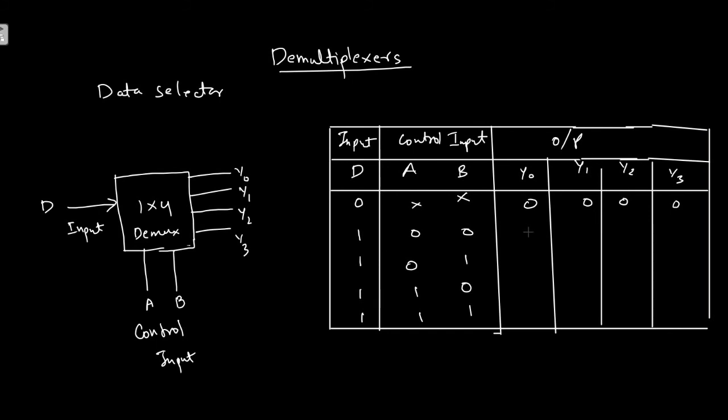Now for AB equals 0 0, then output is y0, then y1, then y2, then y3. So these are the outputs.